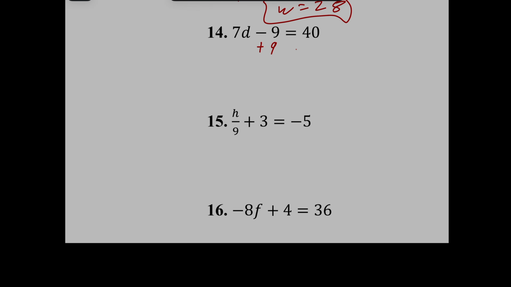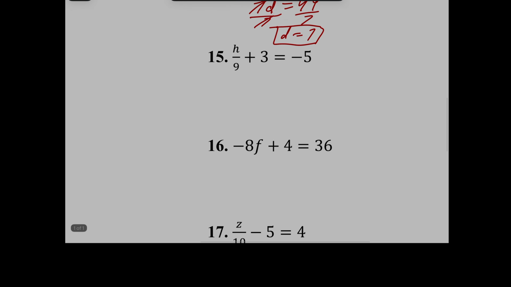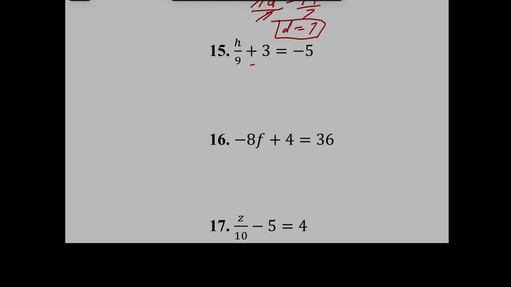Why am I going to add 9? Because you want letters on one side, which is my 7D, and numbers on the other. Okay, great. So my letter, now when I say letters, I mean the letter term. Okay, but obviously the letter's not by himself. The 7's in the way. So how do I get rid of the 7? I do the opposite. I'm going to divide by 7. D equals 7.